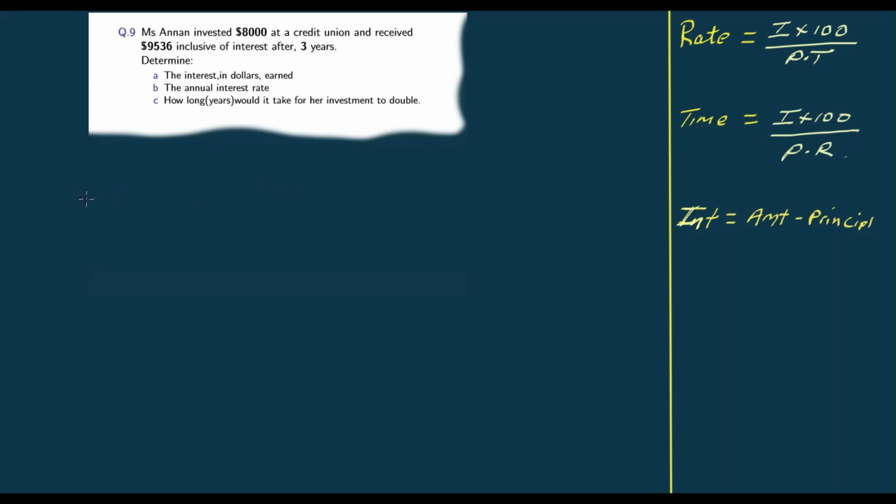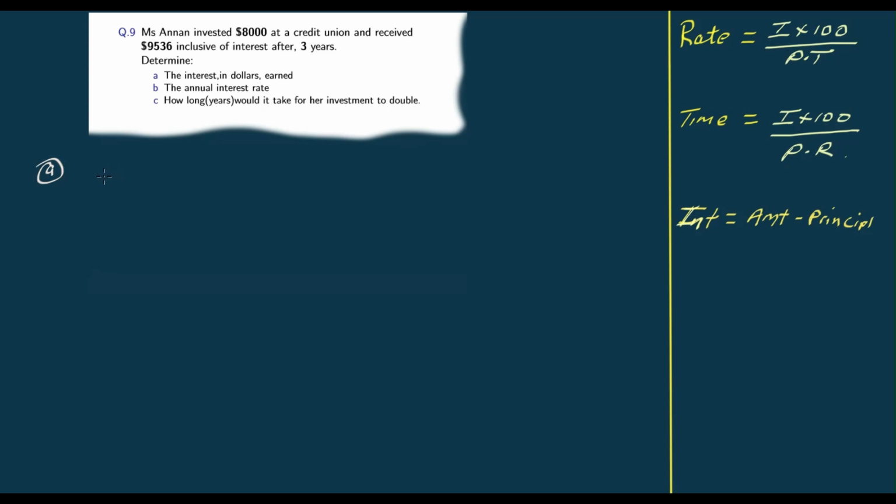Okay, looking at question 9. Question 9, part A. Part A asks us to determine the interest in dollars earned. So Mrs. Annan invested 8,000 in the credit union and received 9,536.